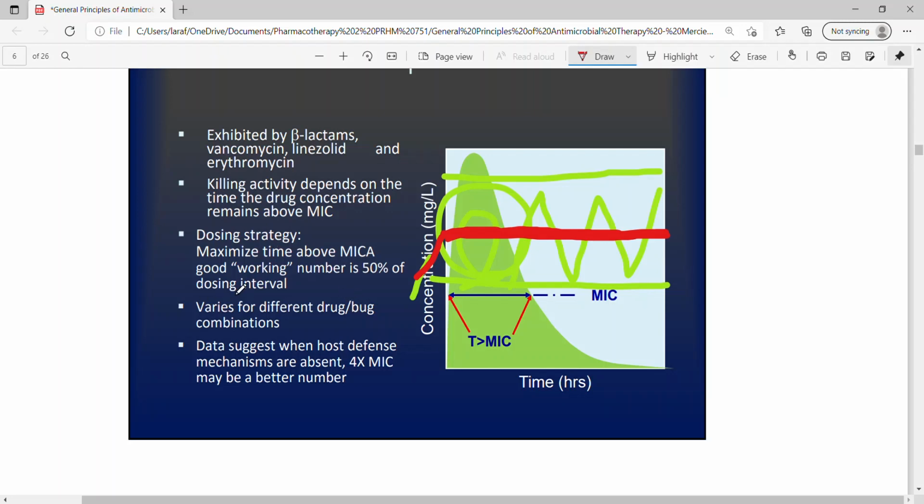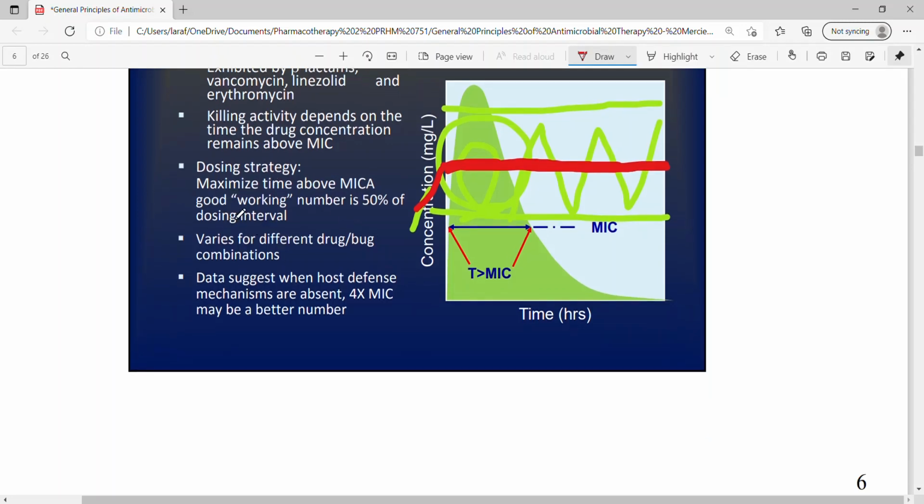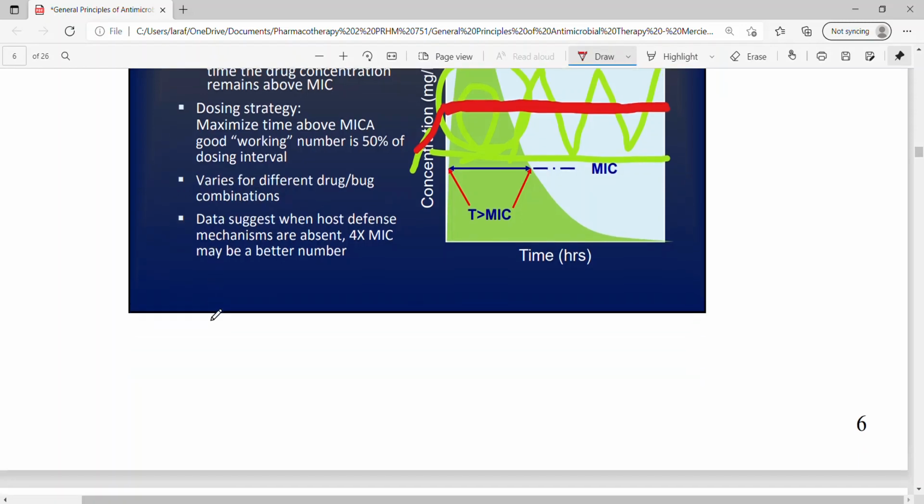So we have the dosing strategy. We have to maximize the time above the MIC, like we said. So you want to keep it at least 50% of the time above this MIC. And then also obviously it's going to vary depending on the drug, depending on the bug meaning the infection, the type of bacteria. And then there are going to be combinations sometimes that you need to use. It's not just one type, but there's going to be multiple combinations.